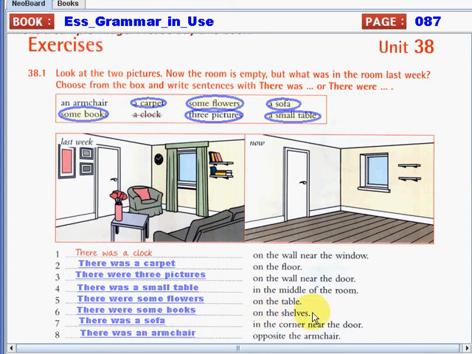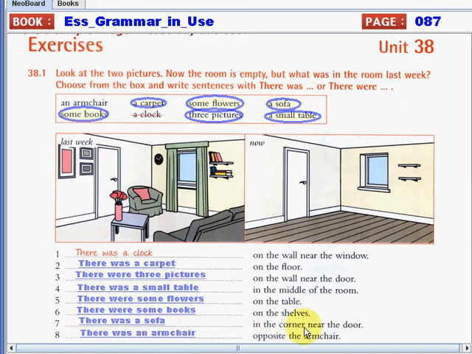Blank on the shelves. Okay, so this is the shelves. What are these? Okay, so these are some books. So in plural form and in past tense, we will write there were some books on the shelves. Okay, let's go now on number 7.